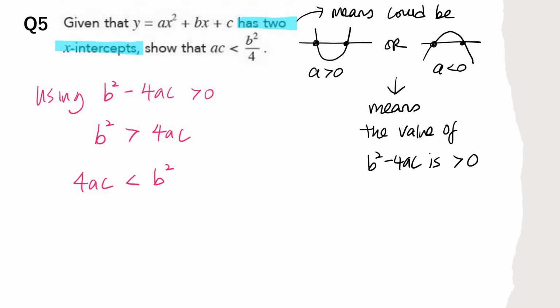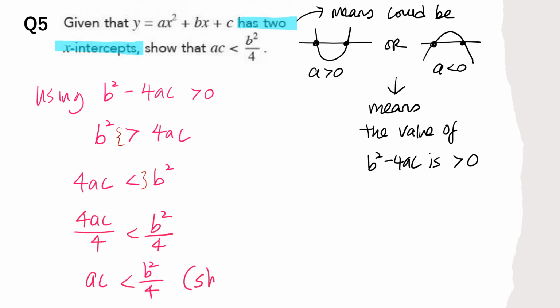Now we're going to shift the position. You will see that this big mouth is facing b squared. That means your b squared is more than 4ac. So when you shift the position, when you make 4ac on the left hand side, make sure the 4ac is less than b squared. Make sure that the big mouth faces your b squared. So 4ac less than b squared, the next step is that we're going to divide by 4 on both sides. And we have ac less than b squared over 4, which is exactly what you're asked to show. So therefore, we just put a bracket shown.